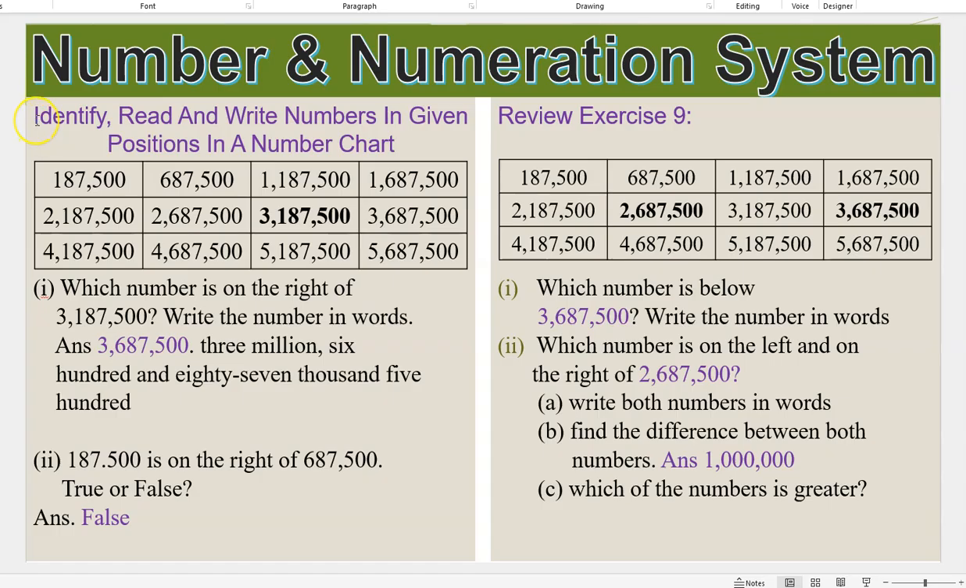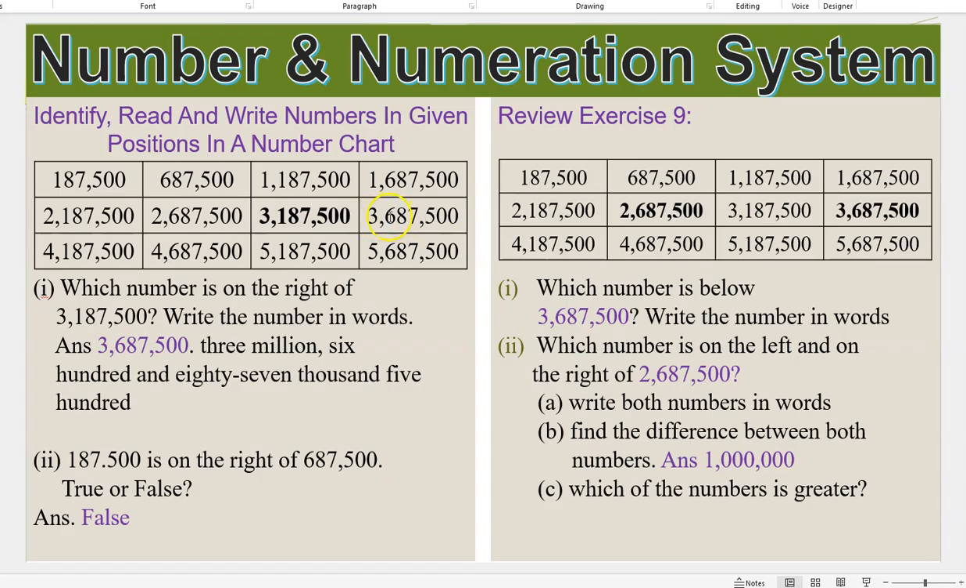Next, we are going to look at identify, read and write numbers in a given position in a number chart. This is a number chart. They will always give you the number charts, and then they will ask you questions based on the number chart. First question: Which number is on the right of 3,187,500?